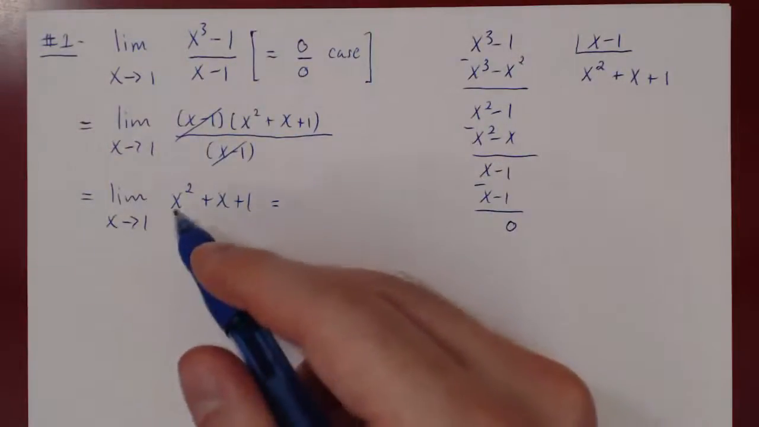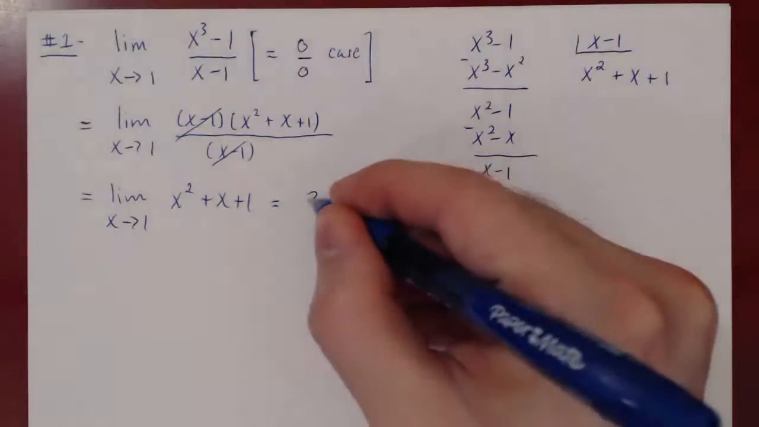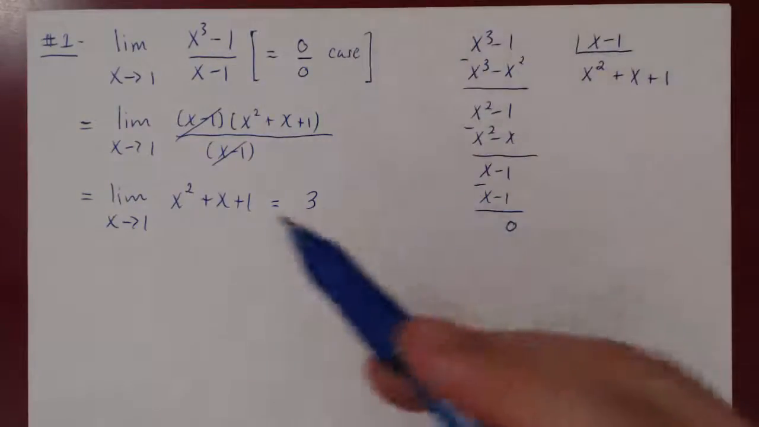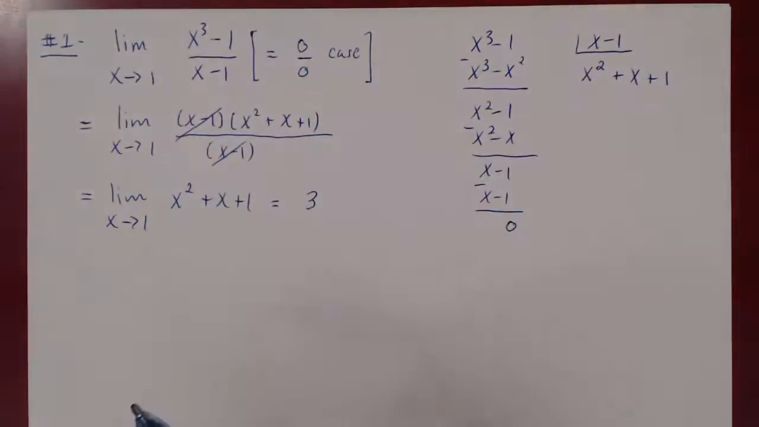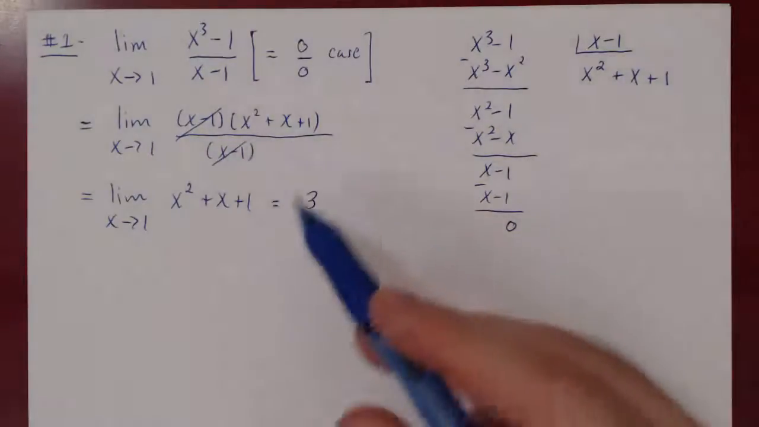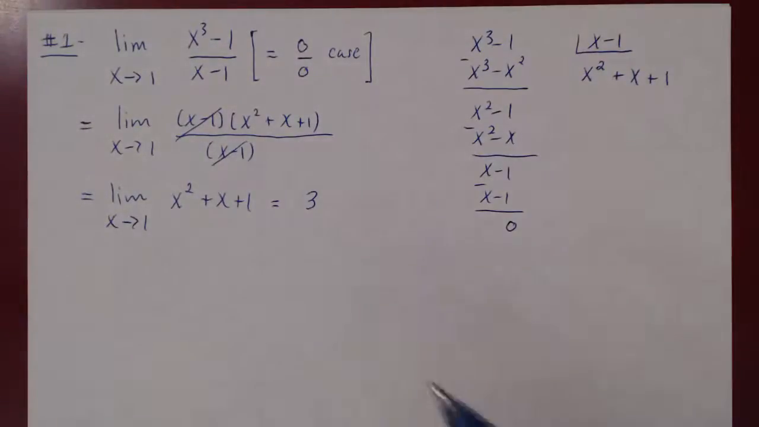As x approaches 1, so does x squared and x, so we get 1 plus 1 plus 1, and therefore the limit is 3. So we had the 0 over 0 case. It was the ratio of two polynomials. We were able to use long division to factor the polynomials, and after long division, the limit is 3. Let's now use L'Hopital's rule.